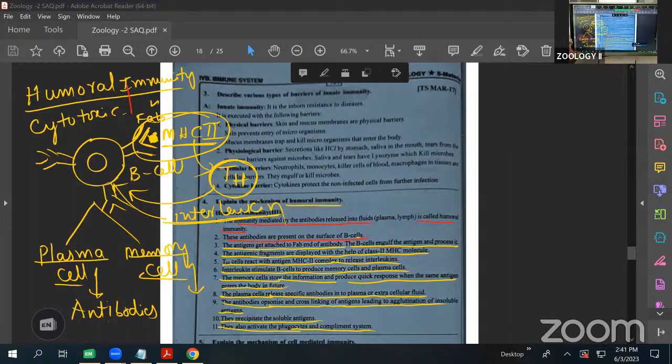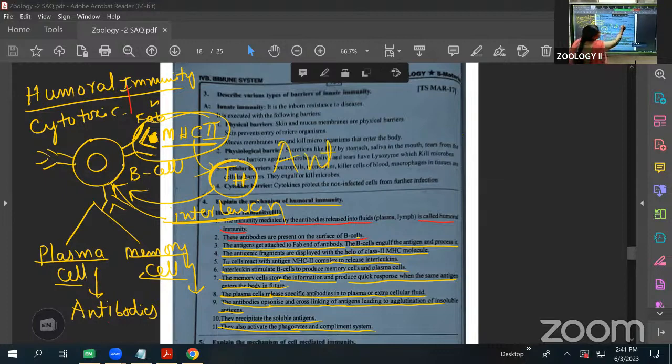This is simply humoral immunity. Which one is the response? The antibodies respond. Antibodies act on the antigen. The antigens are present in the humors like blood and the lymph. That's why we call it humoral immunity. In this humoral immunity, which one is participating? Mainly the antibodies are participating.